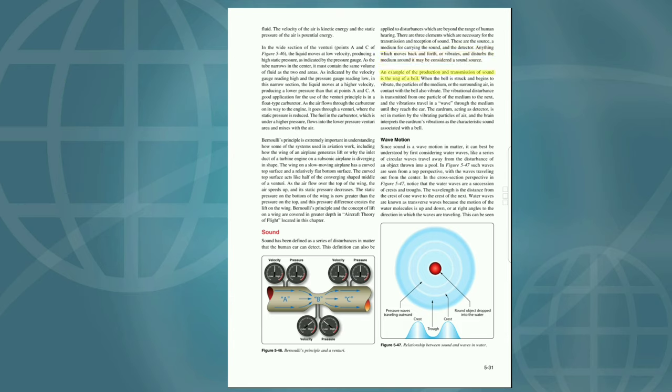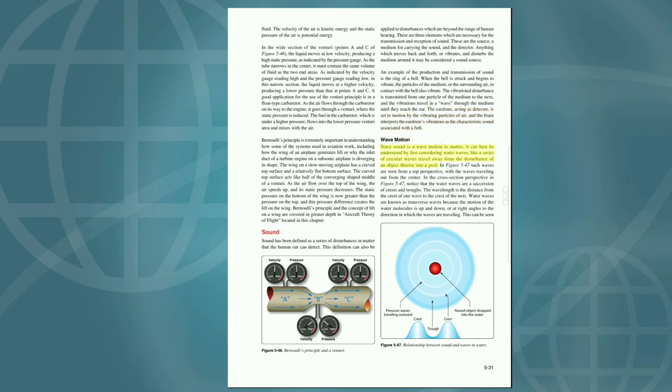An example of the production and transmission of sound is the ring of a bell. When the bell is struck and begins to vibrate, the particles of the medium, or the surrounding air, in contact with the bell also vibrate. The vibrational disturbance is transmitted from one particle of the medium to the next, and the vibrations travel in a wave through the medium until they reach the ear. The eardrum, acting as a detector, is set in motion by the vibrating particles of air, and the brain interprets the eardrum's vibrations as the characteristic sound associated with a bell.